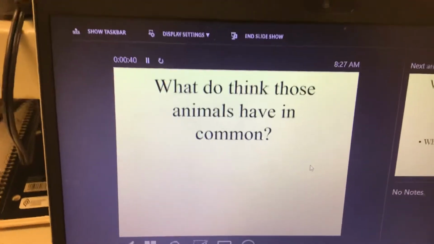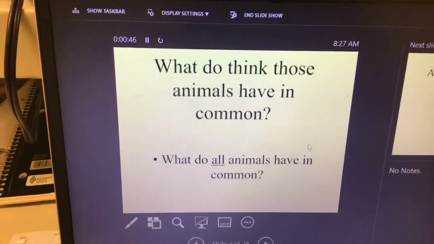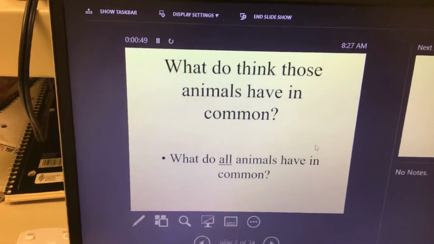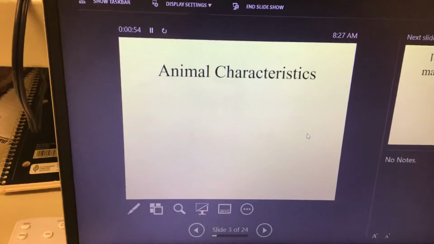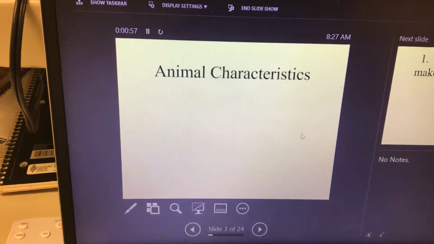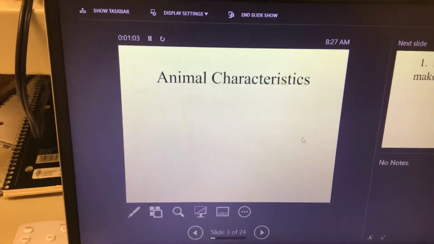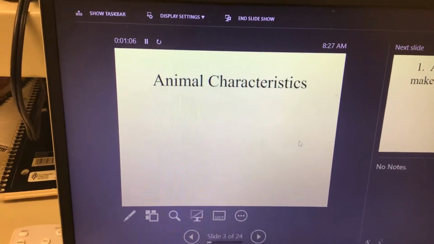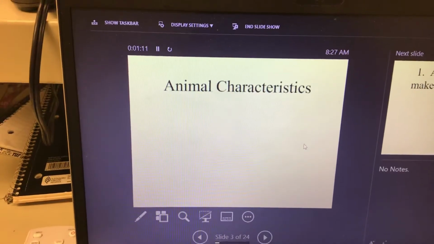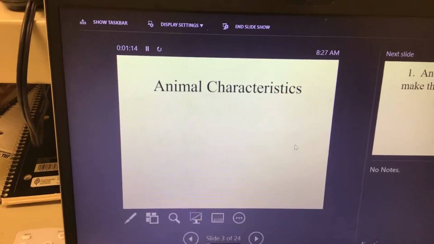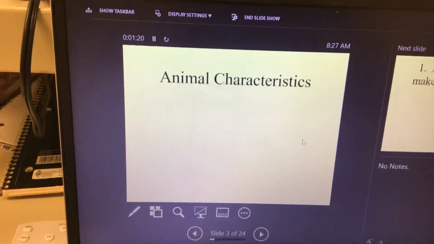What do those animals have in common? What do they all have in common? Go ahead and write this down. Animal characteristics. We're going to go through some basic characteristics that all animals have. Okay? So when we're talking about this, we have to think all animals. So I know you might think of your dog or a bear or a horse or something like that. Okay? Those are all animals. But there's also some really simple animals that we have to remember too, like sponges and fish, jellyfish, things like that. Worms. What do they all have in common?